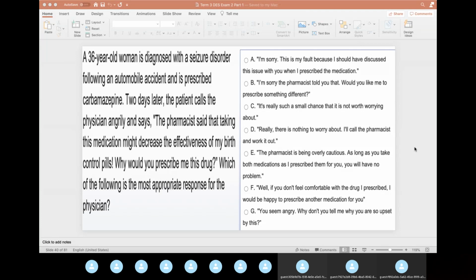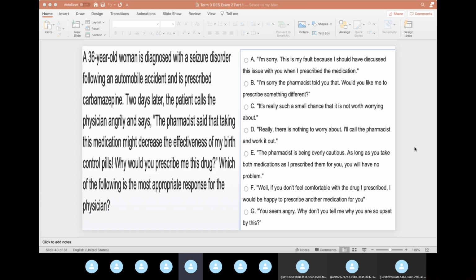So you have a woman who's taking carbamazepine. And you know that carbamazepine decreases the effectiveness of oral contraceptives, your OCPs. Then 2 days later, the patient says, the pharmacist said that taking this medication might decrease the effectiveness of my birth control pills. Why would you prescribe me this drug? Which is the most appropriate response for the physician?